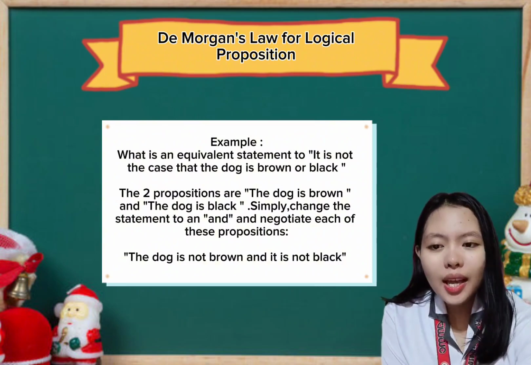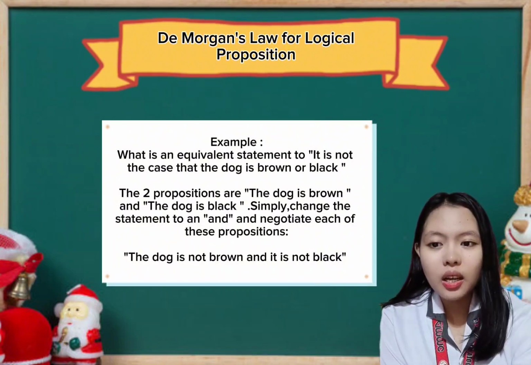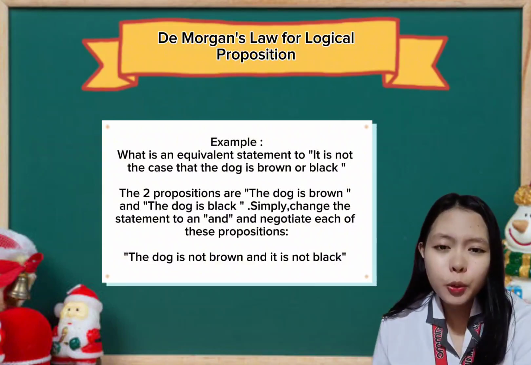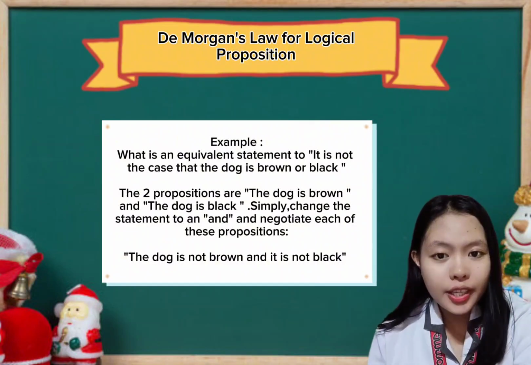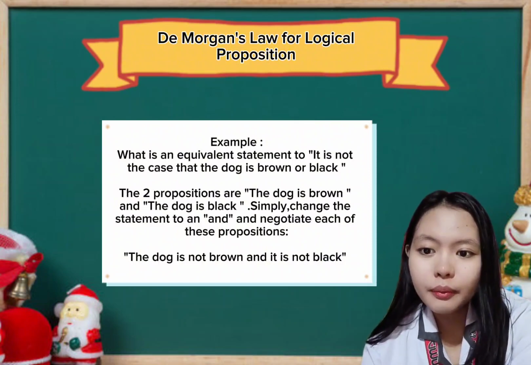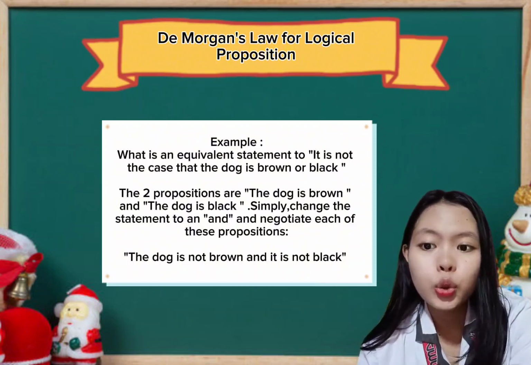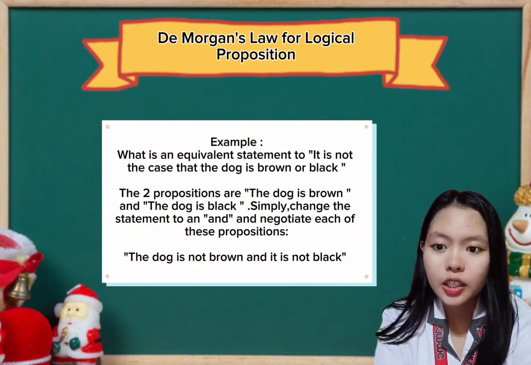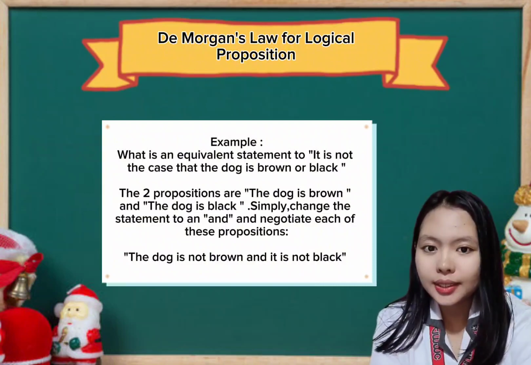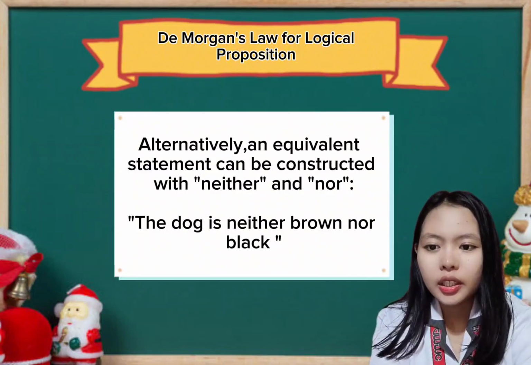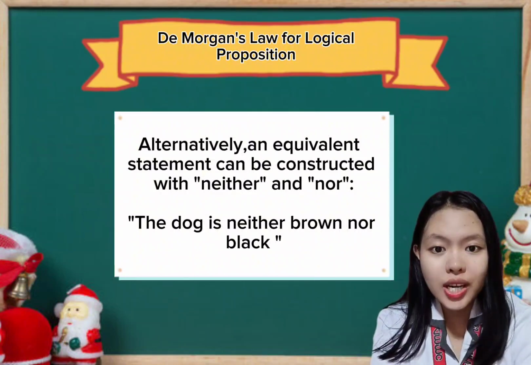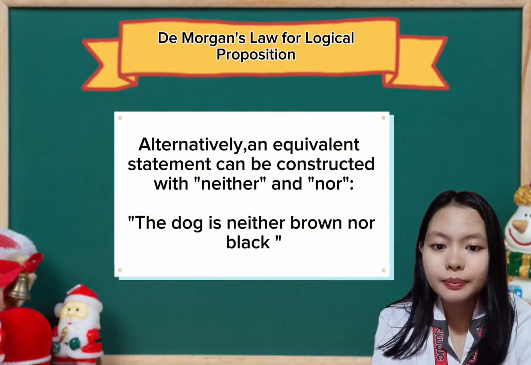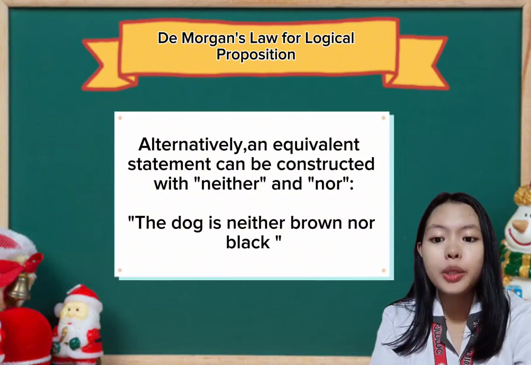Example, what is an equivalent statement? It is not the case that the dog is brown or black. The two propositions are the dog is brown and the dog is black. Simply change the statement to an and statement and negate these propositions. The dog is not brown and it is not black. Alternatively, an equivalent statement can be constructed with neither and nor. The dog is neither brown nor black.